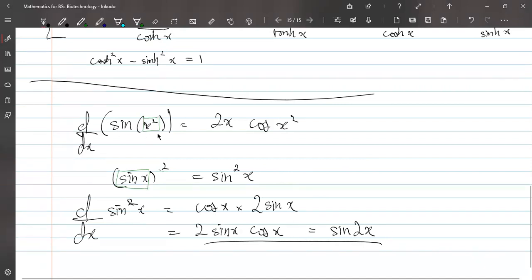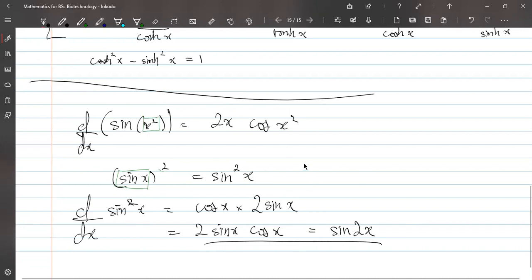On the other hand, the derivative of sine of x square is 2x cos x square. If you have x square inside, that is never going to go away. That will remain as x square here. Here on the other hand, you have sine square x. That becomes 2 sine x cos x, which is sine 2x.